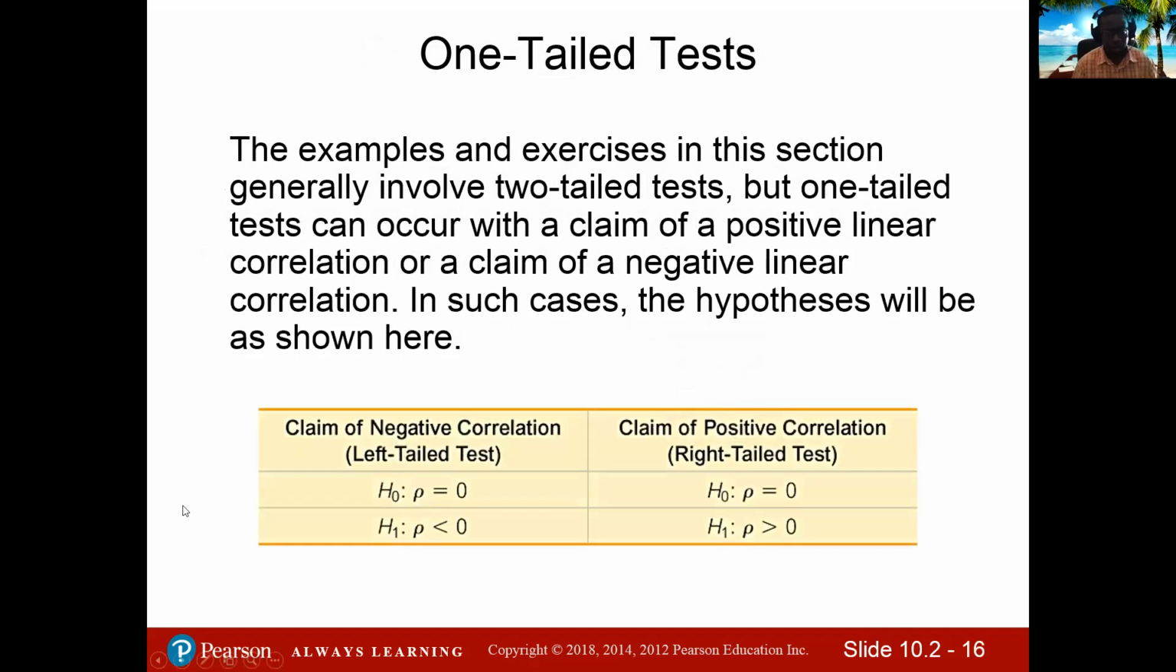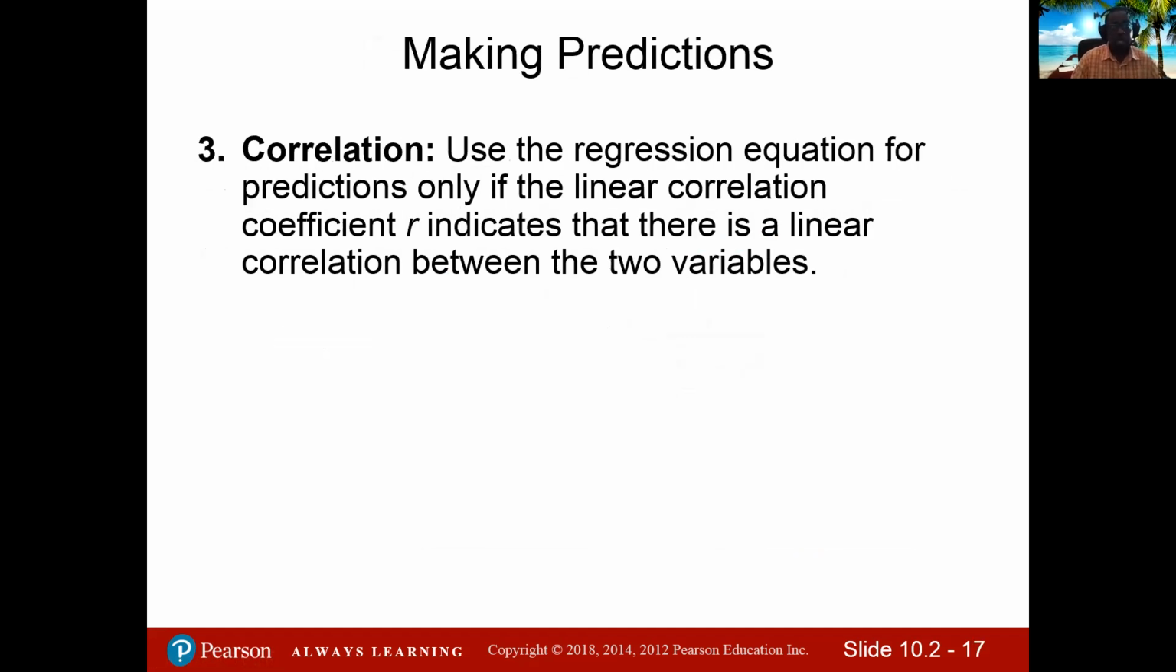Okay, so here's what we say: if you are claiming a positive linear correlation, then it's going to be a right tail. If you are claiming a negative linear correlation, then that's going to be a left tail. Okay, so that's a possibility. So now, making predictions. Use the regression equation to predict only if the linear correlation coefficient indicates that there's a linear correlation. So if you test that there's a linear correlation, that means that it's a good model.